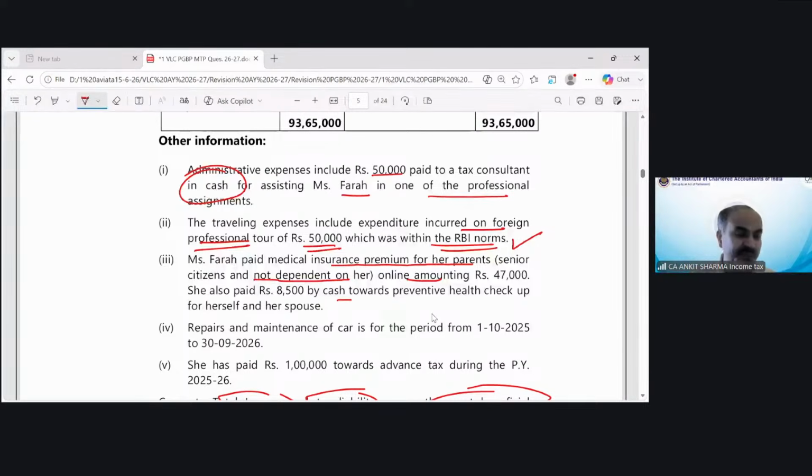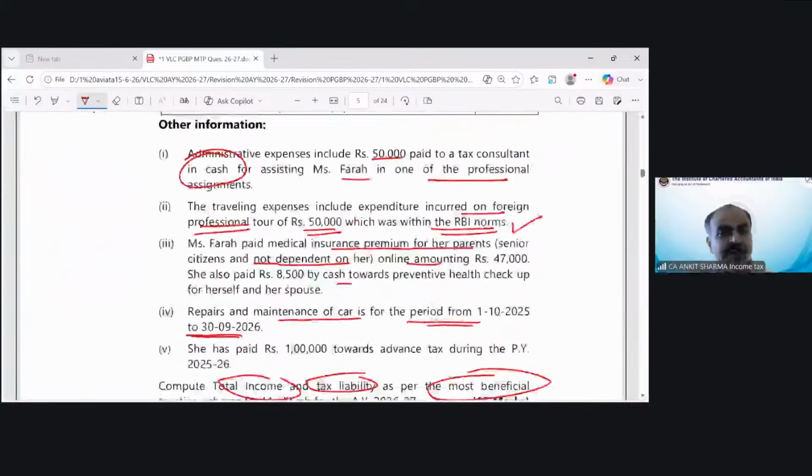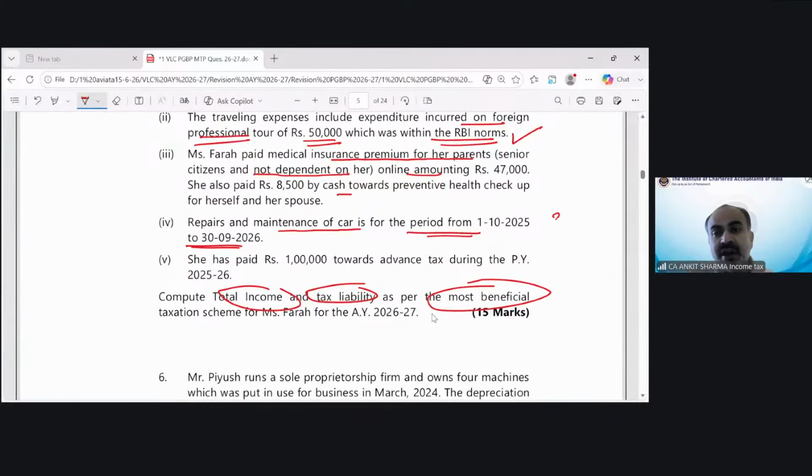So this would be part of deduction for medical insurance premium, etc. Repair and maintenance of car is for the period from 1st October 2025 to 30th September 2026. So let me tell you, the repair of car was 35,000 rupees, which was given in our profit and loss account. Can you tell me the treatment of this? Do we need to do something or should we not do something? Does this point number 4 have any effect on the expenditure of repairs and maintenance of car, which has been given in the question, rupees 35,000?